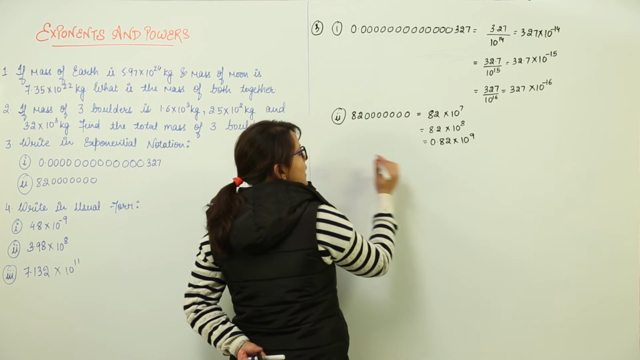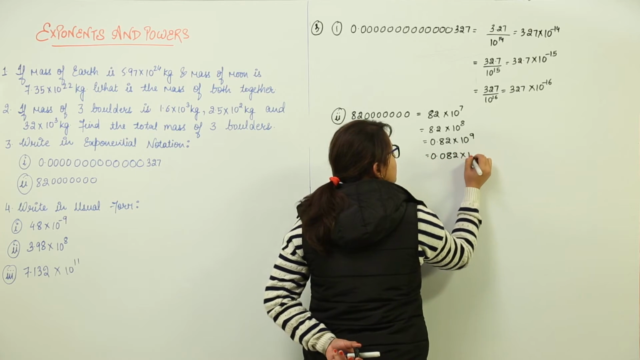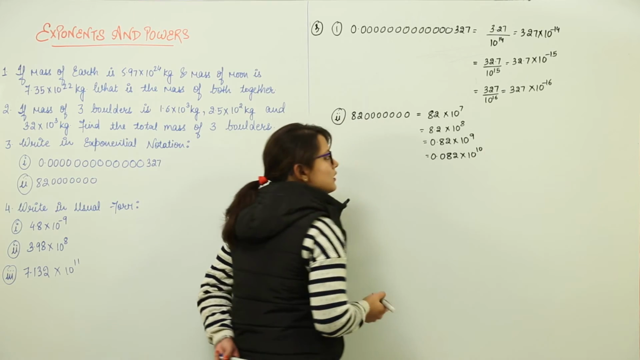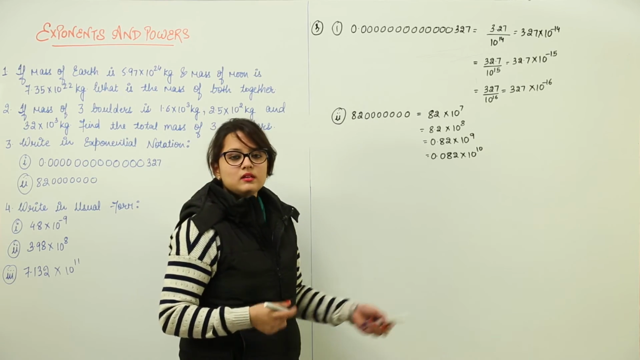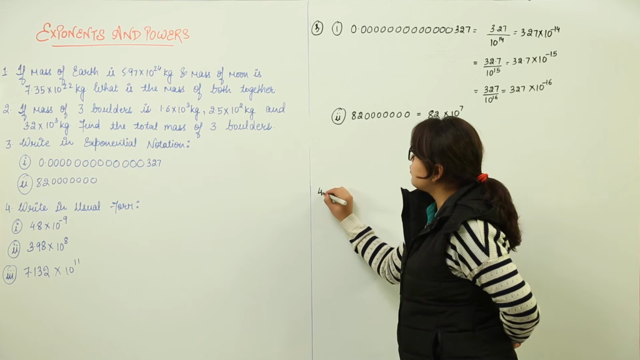You can even go back, that would be 0.082 into 10 raised to power 10. So all the four answers are correct based on what you choose to do. Let us try our question number 4 now.